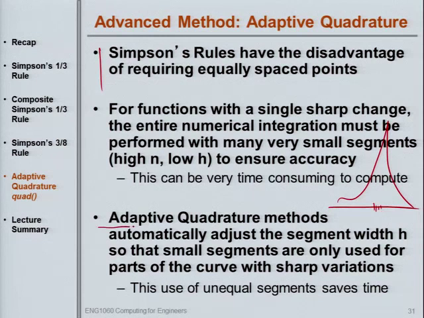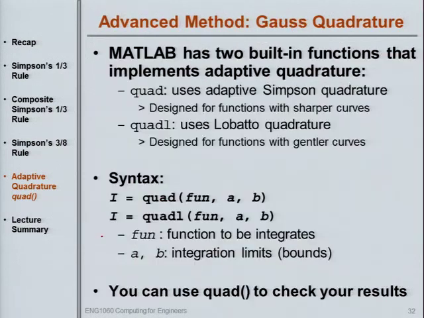There are a set of techniques called adaptive quadrature methods. They automatically adjust the segment width so that you only use small segments where you need to. We're not going to worry about those in this unit here, but they do exist. They are, of course, as you might expect, built into various different MATLAB functions. So there's one function called quad, which uses adaptive Simpson quadrature. So it's Simpson's rule, but they do split the domain up into different bits and use different step sizes.